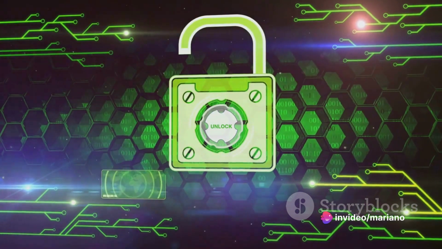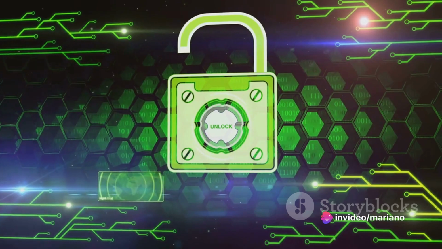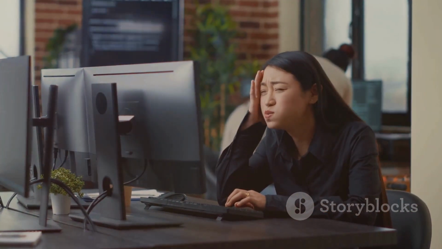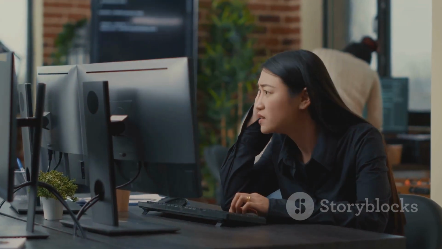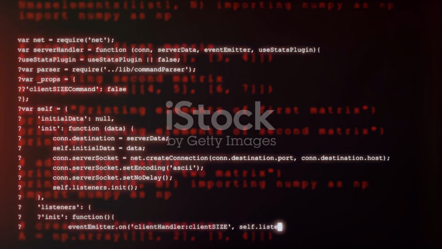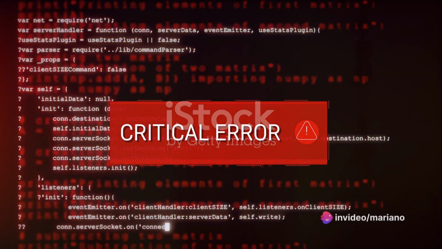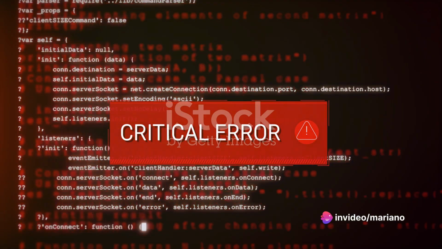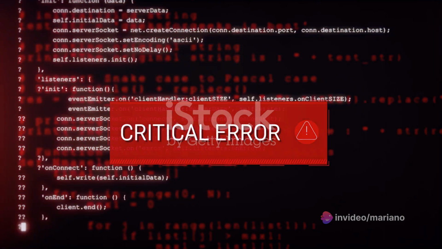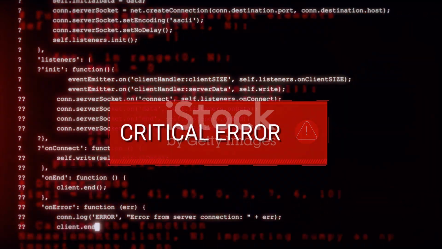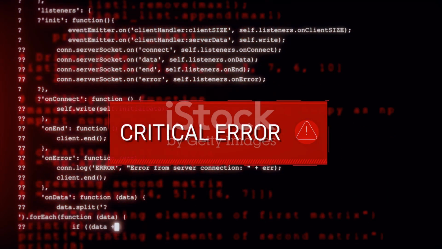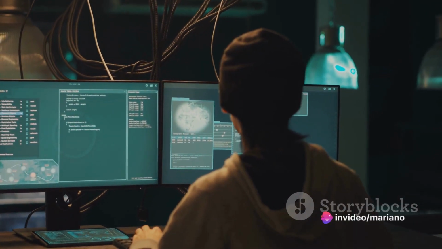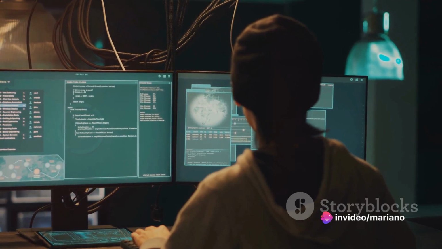Now, you might be thinking, so what? It's just a bit of extra data. But here's where things get interesting. And by interesting, we mean potentially disastrous. When the buffer overflows, it can overwrite essential data and disrupt the normal functioning of the system. It's like a domino effect. One small disruption can lead to a cascade of problems. The system might crash, or worse, the overflow could lead to unauthorized access to system memory.